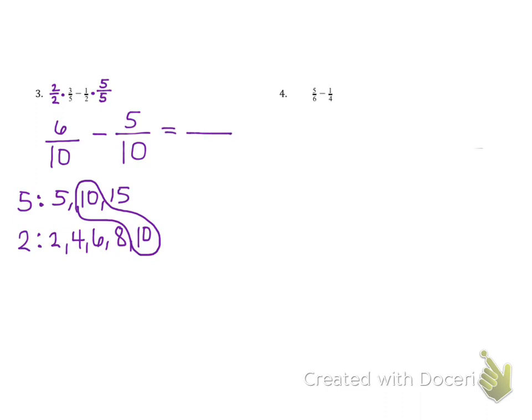Now I can subtract these fractions. I'm keeping the denominator the same. And 6 minus 5 is 1. So we have 1/10.